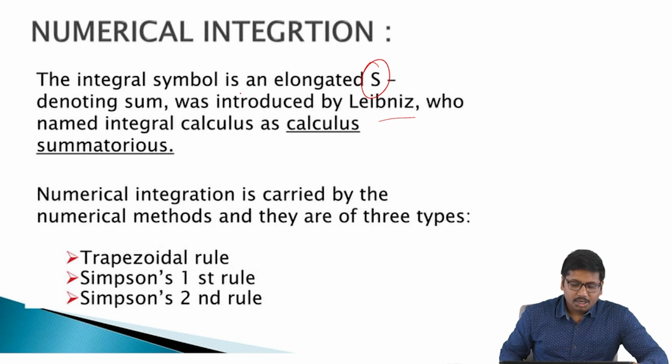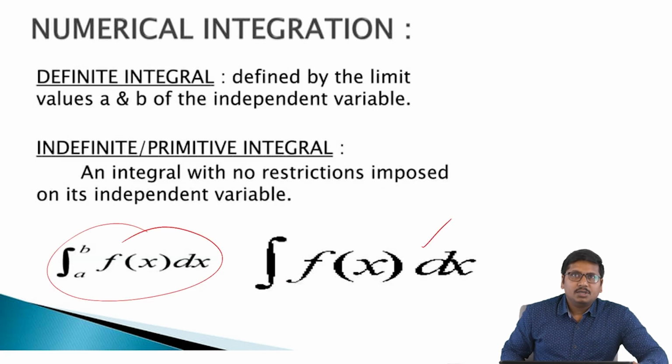Numerical integration is carried out by numerical methods, and there are three methods: the trapezoidal rule, Simpson's rule, and Simpson's second rule. Numerical integration has two types, definite integrals and indefinite integrals. Definite integrals are defined by limited values, and indefinite integrals have no restrictions imposed.